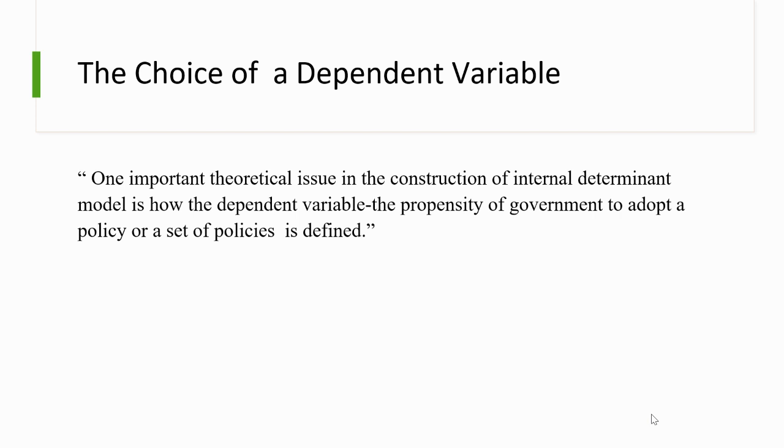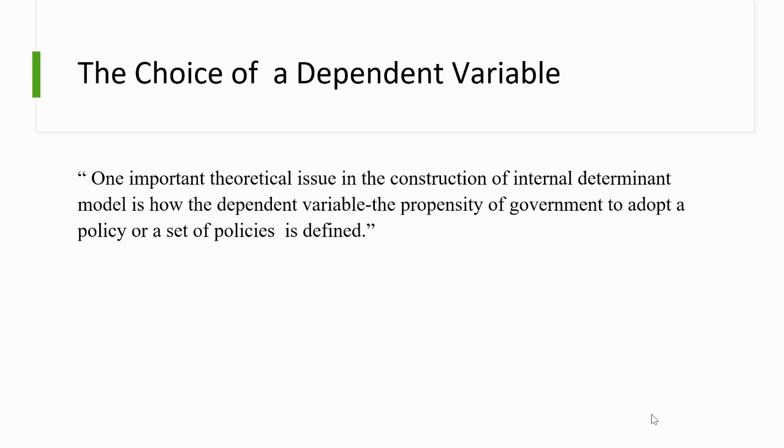The choice of a dependent variable. One important theoretical issue in the construction of internal determinant models is how the dependent variable, the propensity of government to adopt a policy or a set of policies, is defined. In research prior to the 1990s, most internal determinant models made the American state their unit of analysis and employed a dependent variable that assumed that the earlier a state adopted, the greater its innovativeness. More recent research generally conceptualized the propensity of a jurisdiction to adopt a policy differently.